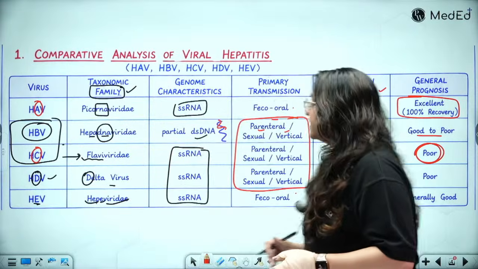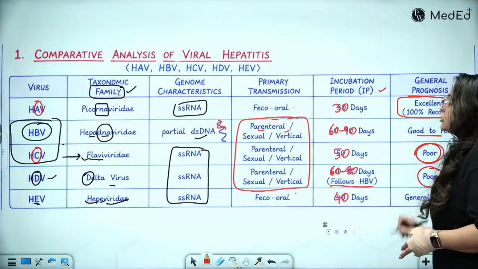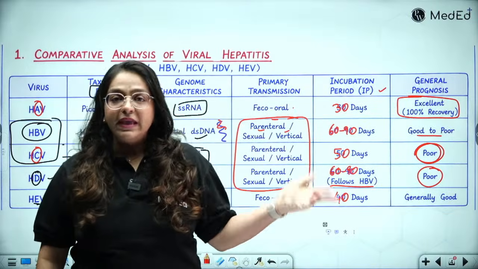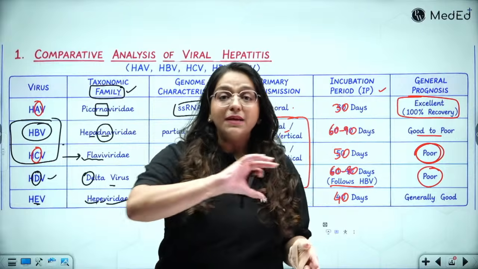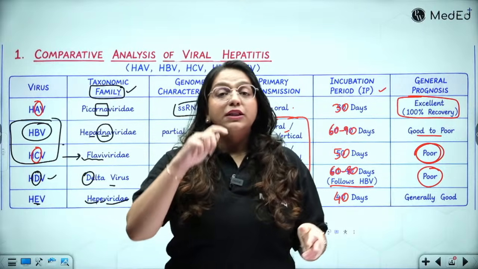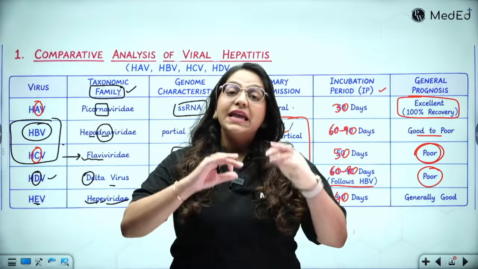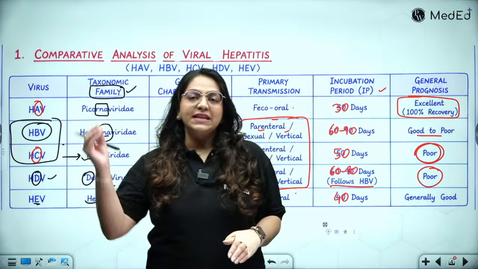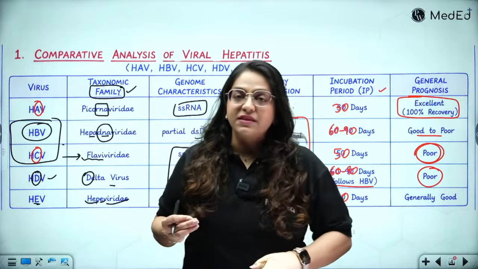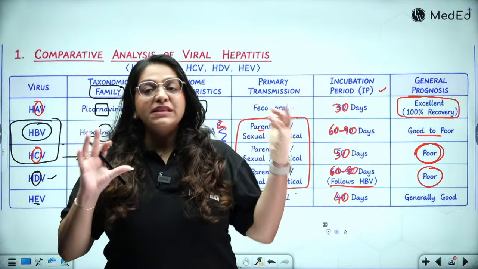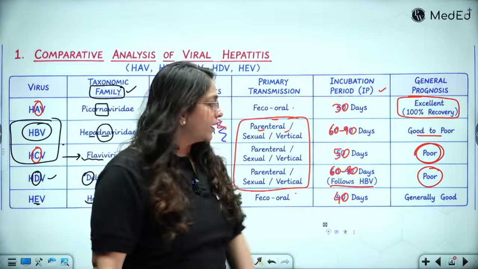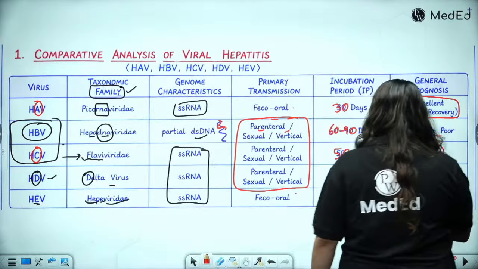All right. Now what? Then D is also poor. Actually, D is dependent on B. D cannot infect without B. But whenever D comes in the picture along with B, the prognosis overall becomes even worse than individual B itself. So if it's an isolated single hepatitis B virus infection, when it gets mixed with hepatitis D, the prognosis becomes even worse. Okay. Then E is also generally good.